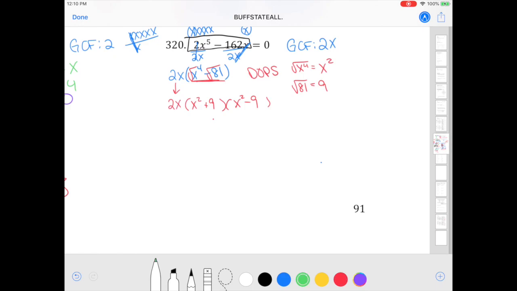Now before you bring down that equals 0, I know I told you on tests and quizzes you're only going to have to factor twice in one problem. We've done GCF and we've done DOPS, so on a test or a quiz you would never have to go further than this.